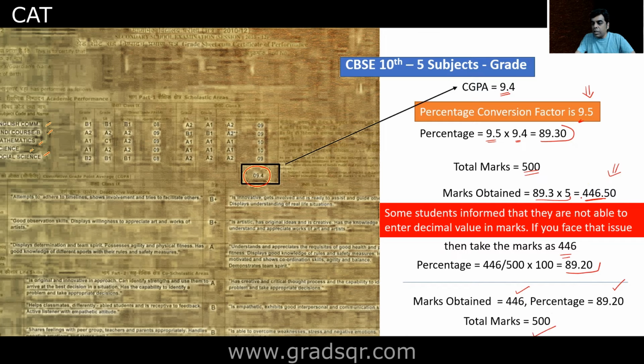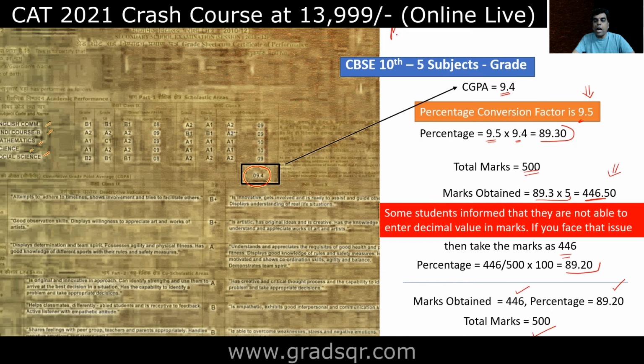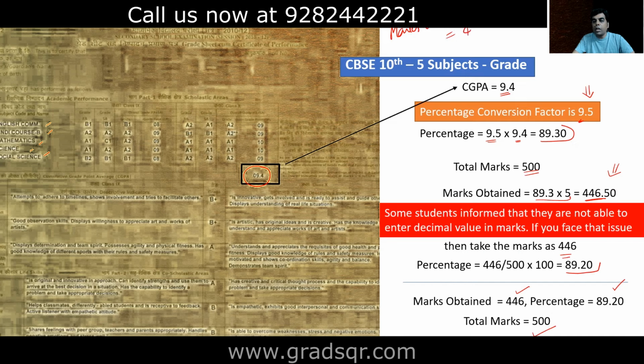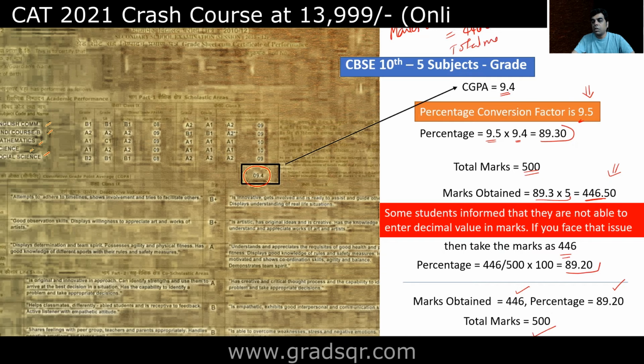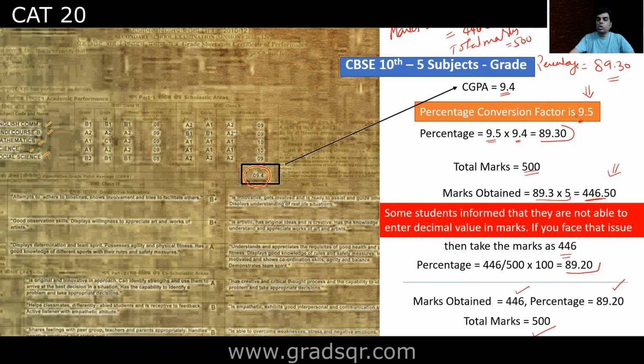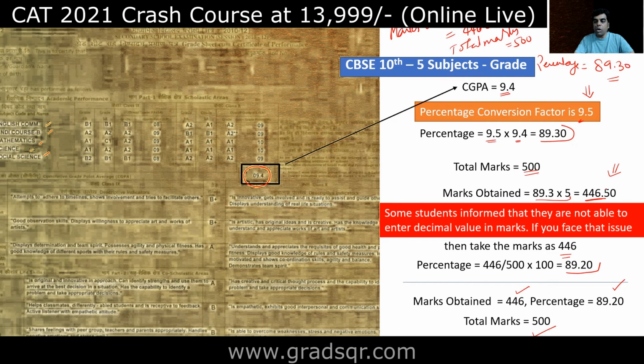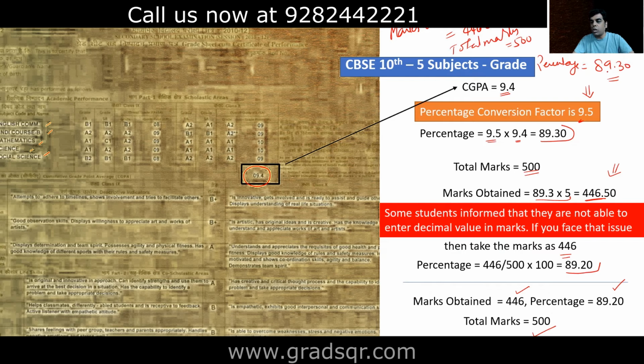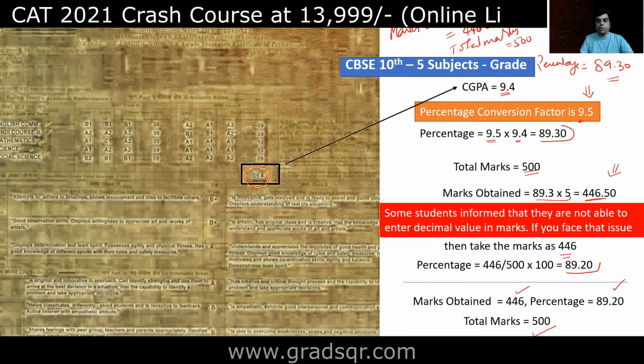If you're able to enter these 2 decimals, then you will be putting marks obtained as 446.50 in this case. Total marks is 500, and hence your percentage will now become 89.30, right? So you can put this. If in your browser it is not accepting these last two decimals, and it is only taking it as an integer, otherwise you can go and fill it up, which is 2 decimal points for the marks. Okay, up to 2 decimal points for the marks.